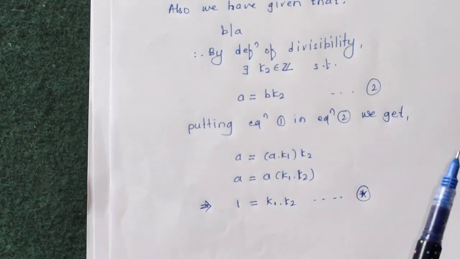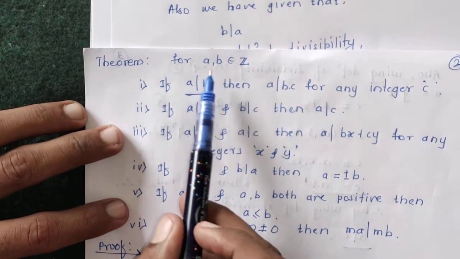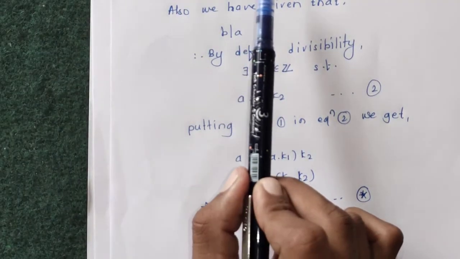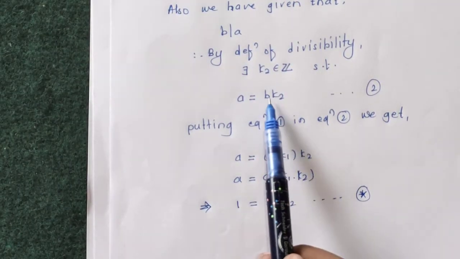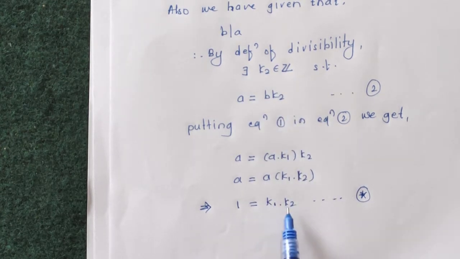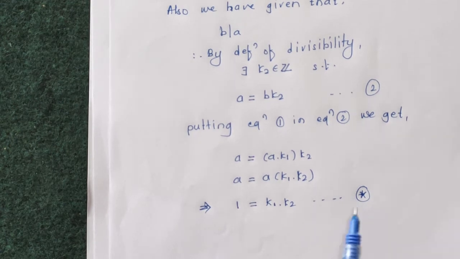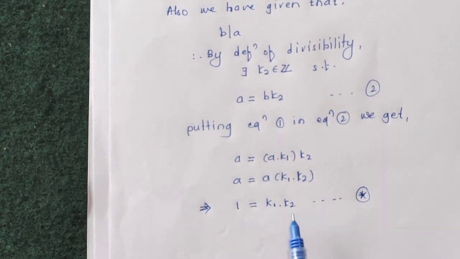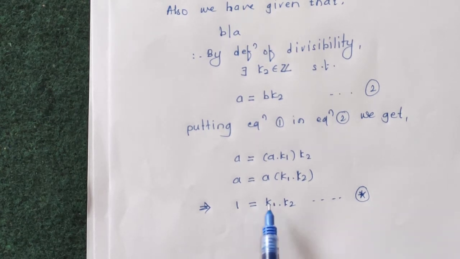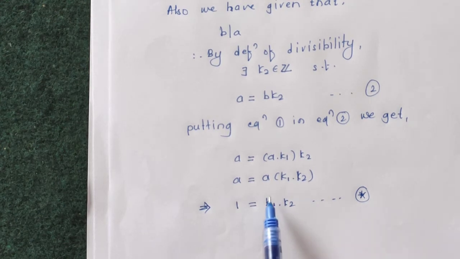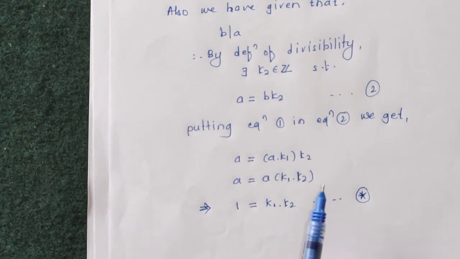From this statement we see that A, B are integers. Again by definition of divisibility, we have seen k1 is an integer and k2 is again an integer. So k1, k2 are integers and their multiplication is 1. From equation star we get k1 into k2 is equal to 1. Here k1, k2 are also integers, so the multiplication of two integers is 1. So what values of k1 and k2 are possible?